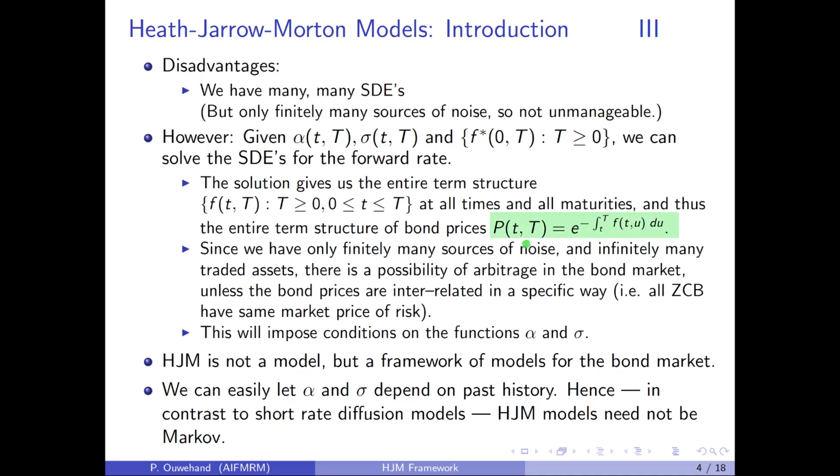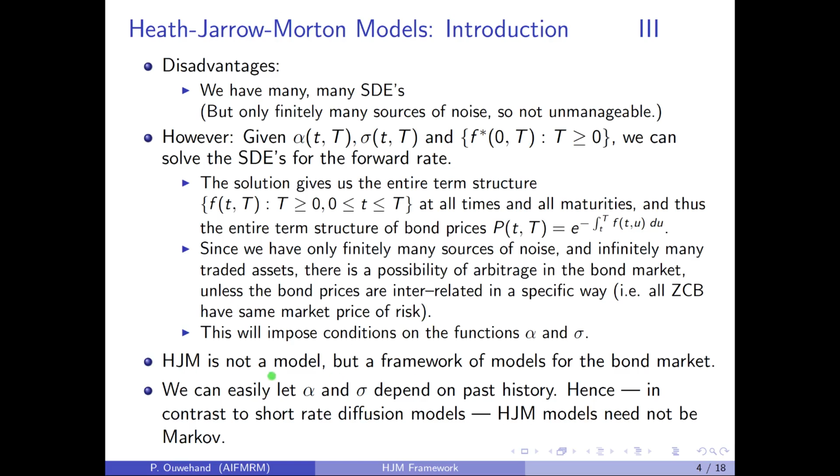Recall that the bond prices and the instantaneous forward rates are related as follows. Since we have only finitely many sources of noise and infinitely many traded assets, there is the possibility of arbitrage in the bond market unless the bond prices are interrelated in a specific way, i.e. all zero coupon bonds must have the same market price of risk. This will impose conditions on the functions alpha and sigma, as we shall see.